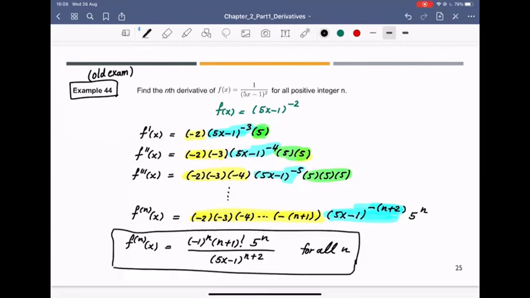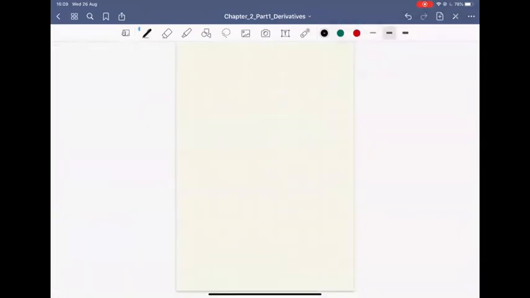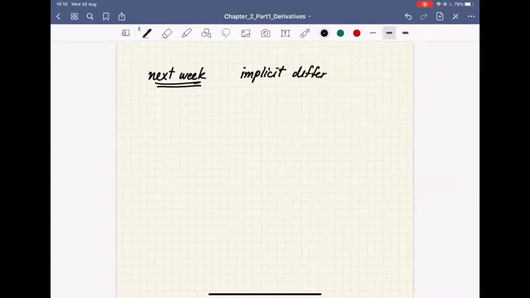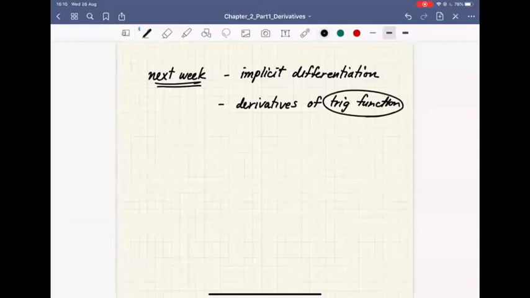Another pattern that you should do is where the n-th order derivative is a trigonometric function. For next week, the plan is that we are going to start by learning implicit differentiation. And then after that, we're going to learn the derivative of trigonometric functions, and also inverse trigonometric functions.